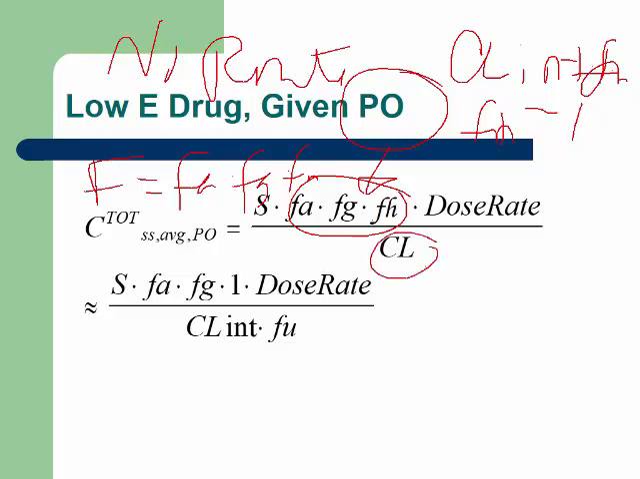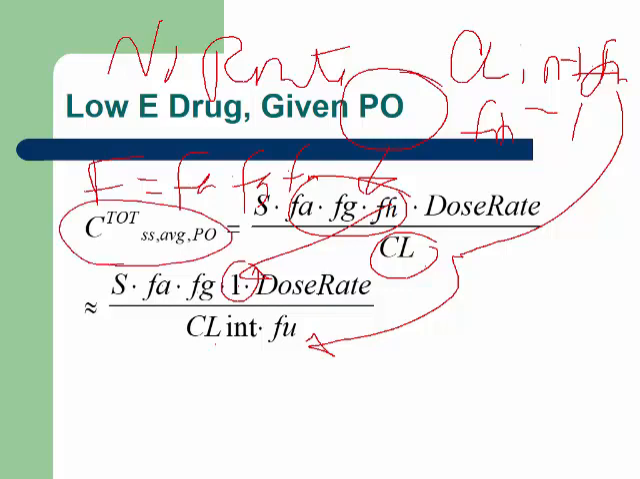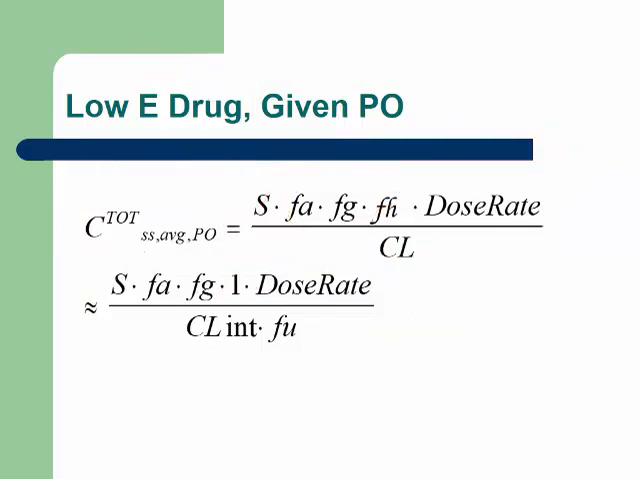What's our drug out for a low extraction drug? Well, it's intrinsic clearance times fraction unbound, isn't it? And what's our FH for a low extraction drug? 1. So we replace that FH with a 1, and we replace the clearance with intrinsic clearance times fraction unbound. And what do we see here? We see these are all the factors determining our total concentration at steady state if given orally. Now, what about our free concentration if we give it orally? That's on our next slide, because it's too big to fit on one slide.